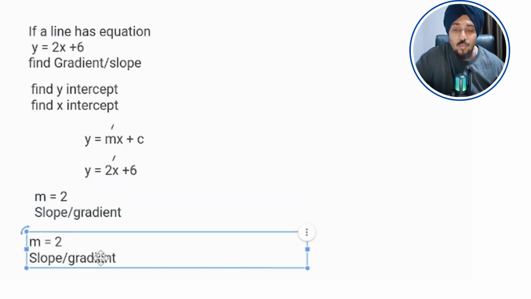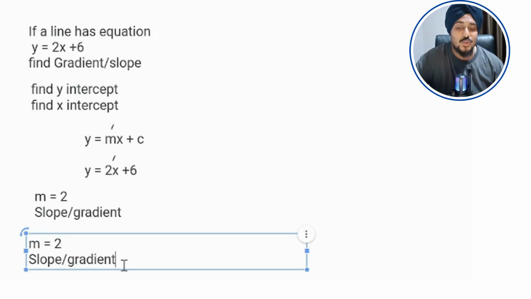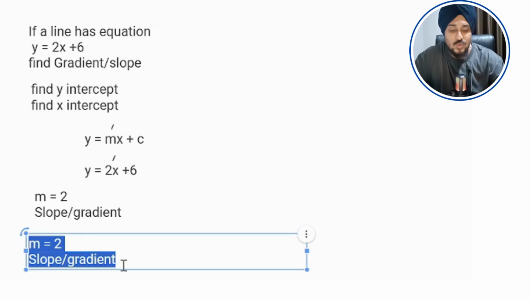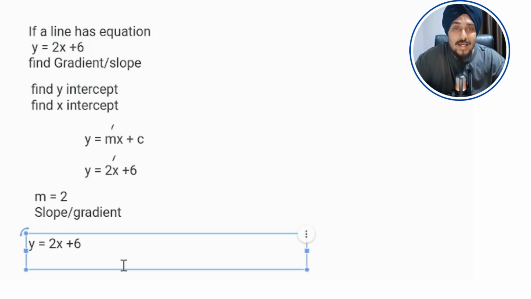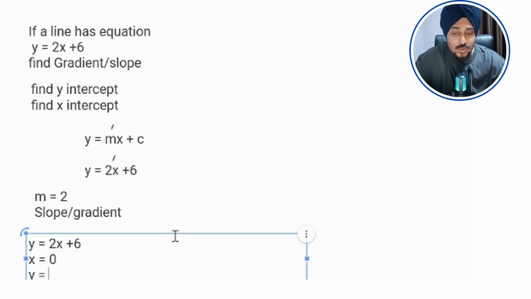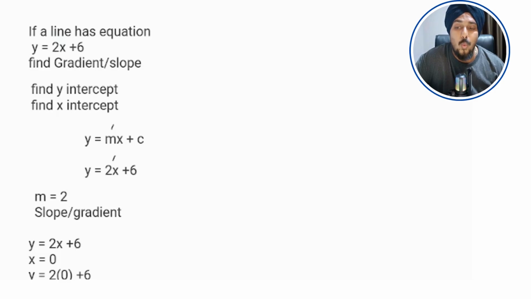They say find y-intercept. Whenever they ask you to find y-intercept, you have this equation y is equal to 2x plus 6. What you have to do is replace the value of x with 0, let x equal 0. So y is equal to 2 multiplied by 0 plus 6, and y will be equal to 6 because 2 multiplied by 0 is 0. So this is how you find out y-intercept.